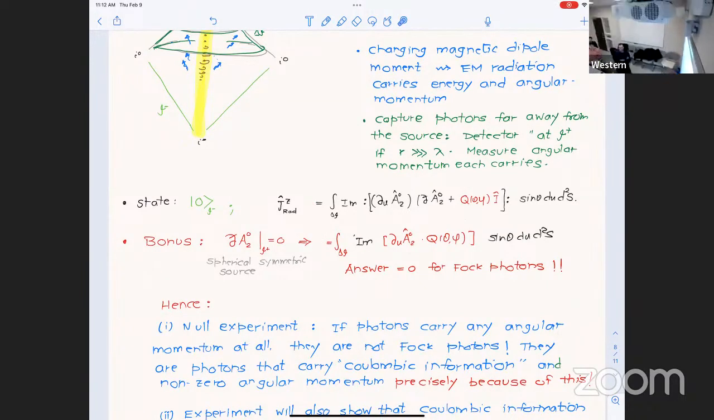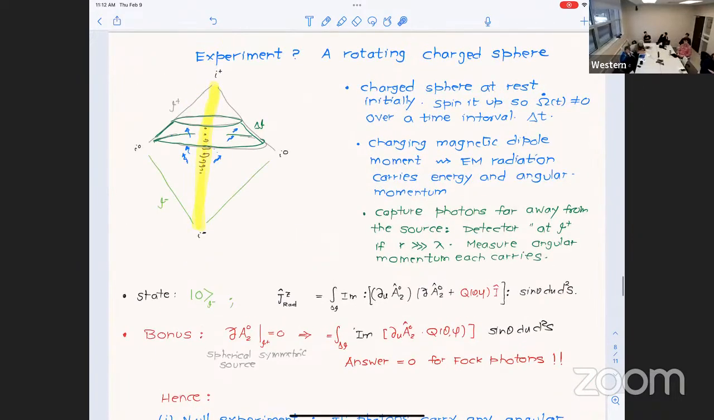I'm confused. Why is it symmetric? Say it again, just a confusion. Why do you say spherically symmetric is rotating? It's not spherically symmetric.